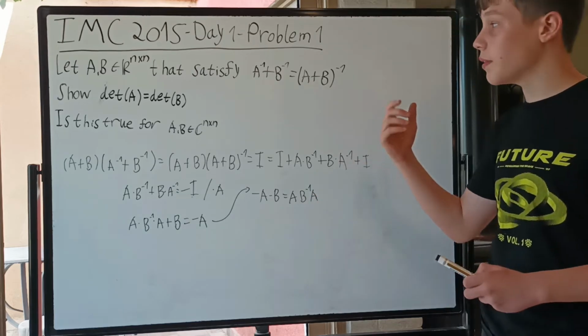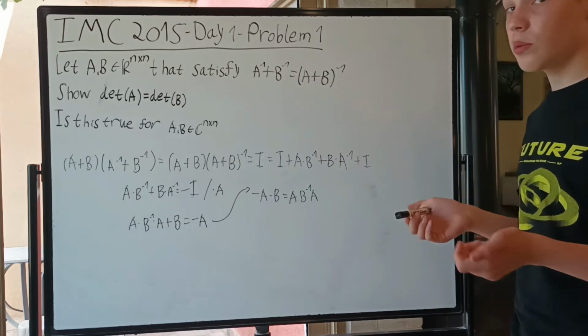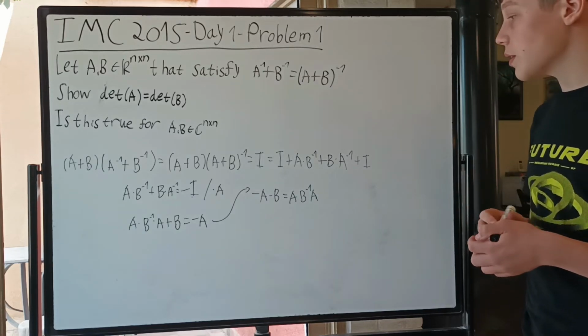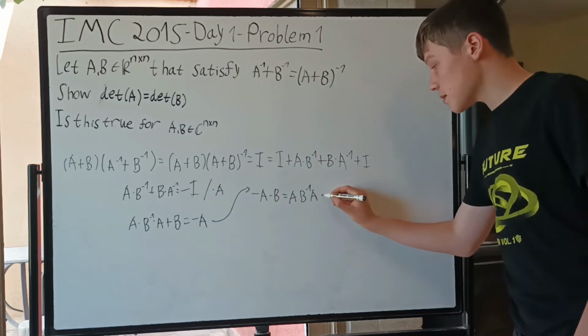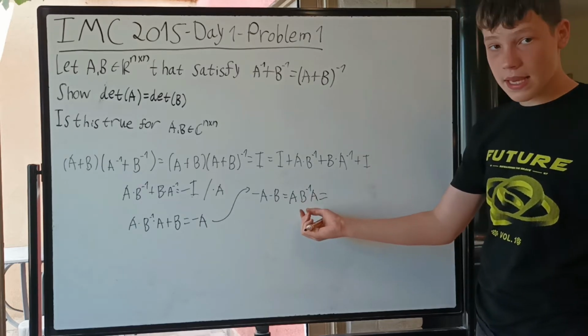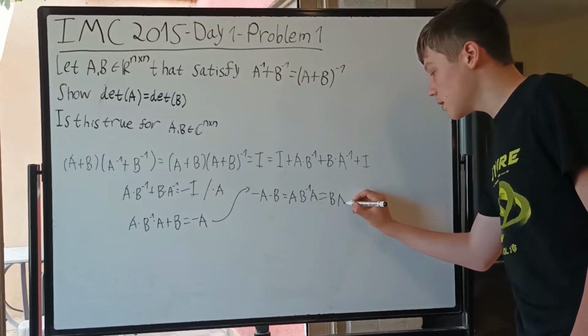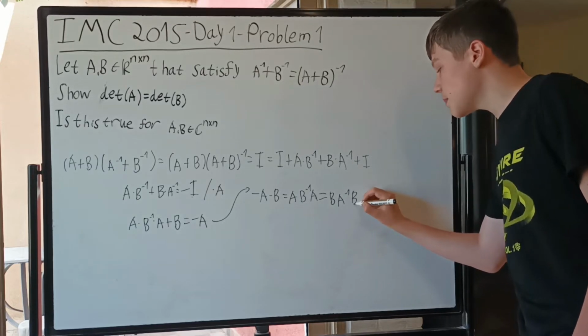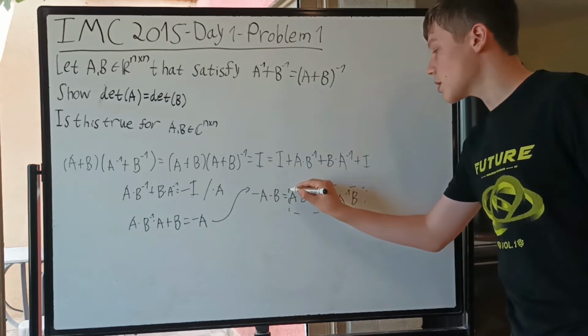Because if I flip A and B in the original statement, I would get the same statement. You can also think of it as just multiplying by B here instead of A. But anyhow, I know that if I flip B and A here, I'll get the same thing. So this is equal to B A inverse times B. So now I'm going to focus on this equation.